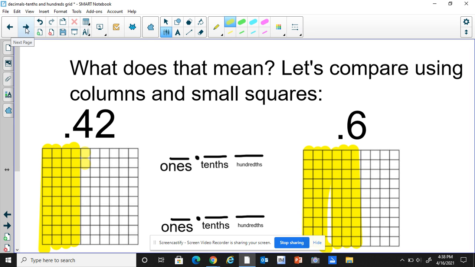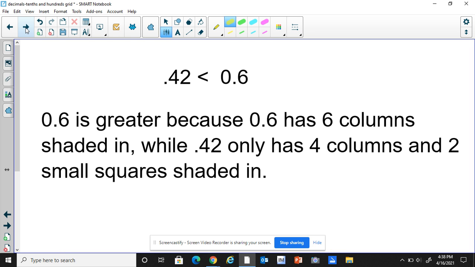So let's look at our next strategy, our next way we can compare them. We would say, oh, this is the same way. We would say 6 tenths is greater because 0.6 has 6 columns shaded in, while 0.42 only has 4 columns and 2 small squares shaded in. So look, this comparison symbol is opening up towards that larger decimal. It is opening up towards that larger decimal. So let's go to our next slide here.